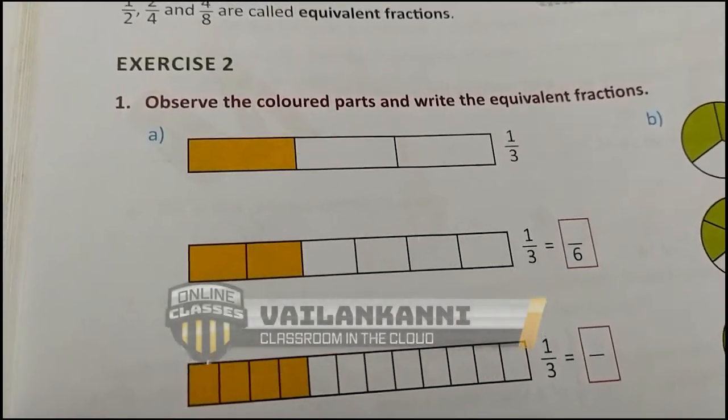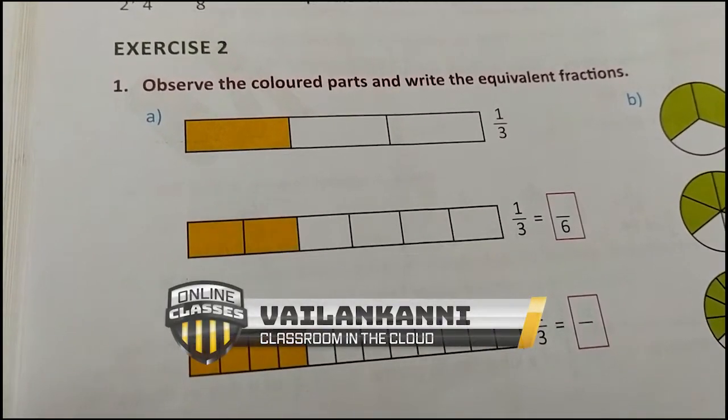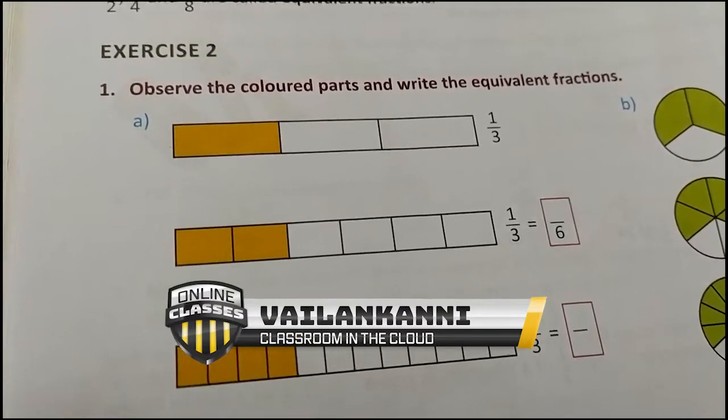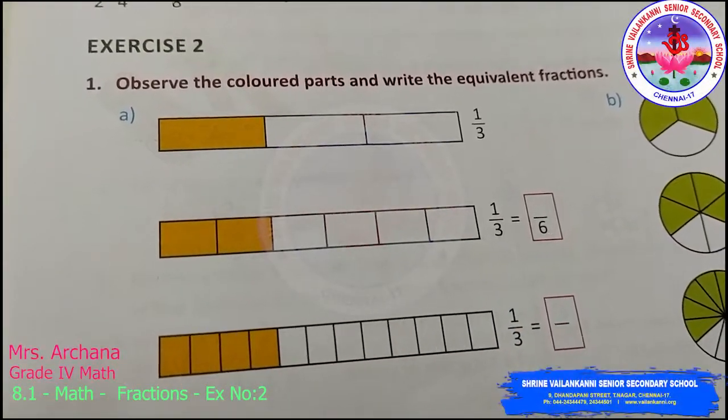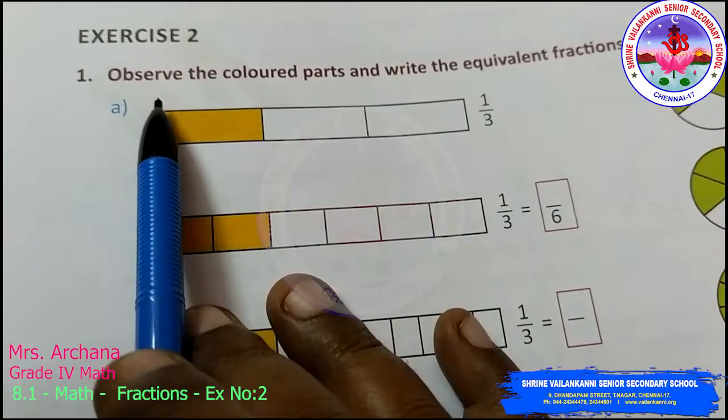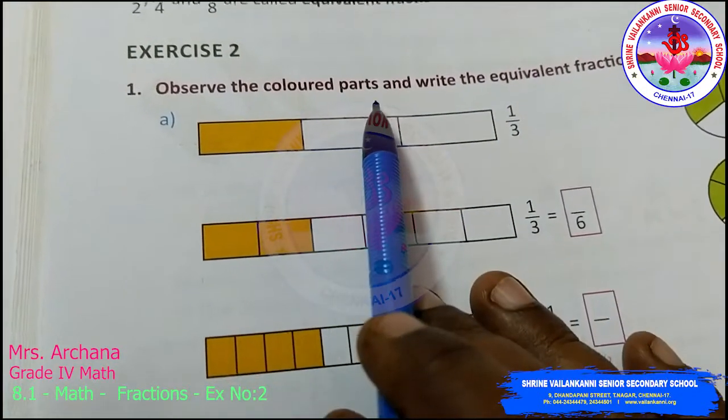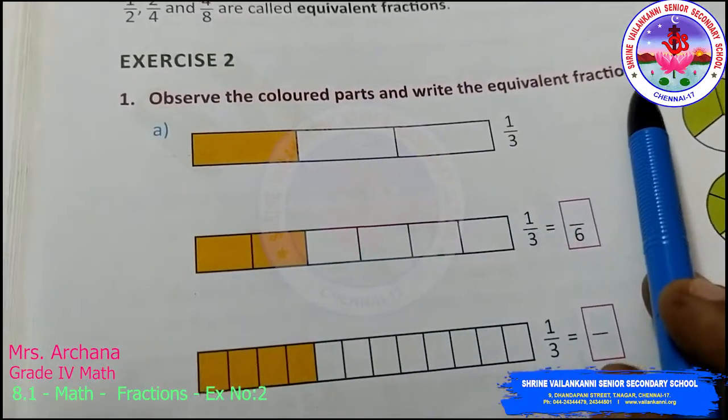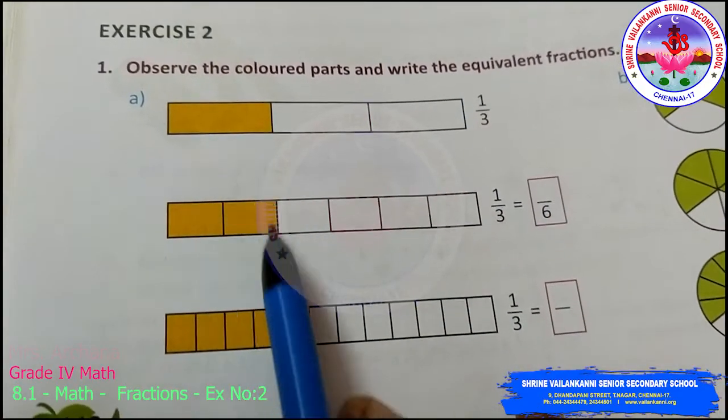Hi children, in this video we are going to continue chapter 8 exercise 2 about equivalent fractions. Here, observe the colored parts and write the equivalent fraction. So here, the first sum.